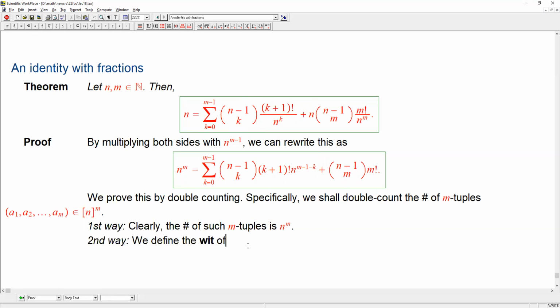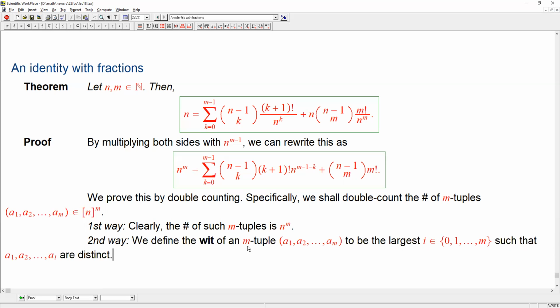We define the width of an m tuple a1 through am to be the largest i, let me say in 0 through m, such that a1, a2 through ai are distinct. So if you look at the general m tuple, its entries are not usually distinct. You will have entries that repeat themselves. But if you look at only the first few entries, they usually are distinct. The repetition has to start somewhere. And basically, the width is the point where the repetition starts.